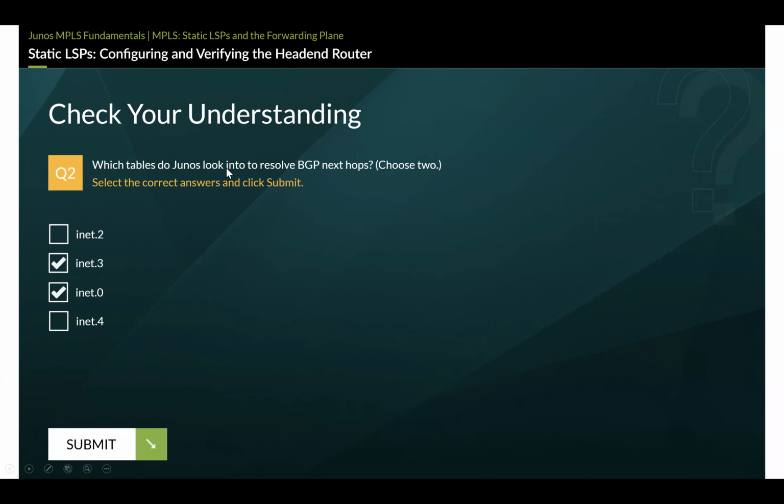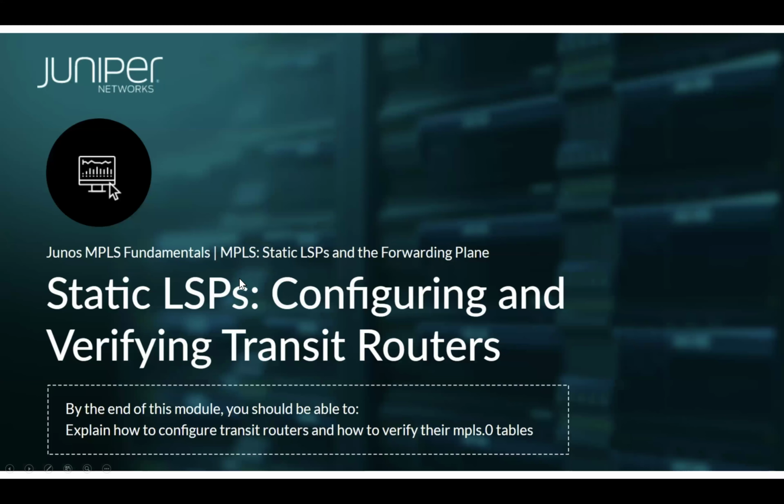In Junos, look into resolving BGP next hops: that is inet.3 and inet.0. BGP uses both inet.0 and inet.3, and only BGP can communicate with inet.3. Other protocols like IS-IS and OSPF can't communicate with inet.3.